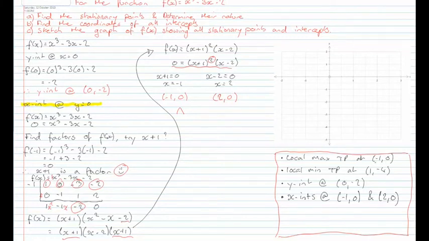So alright, so let's go through and put in all of our points of interest. So let's go through first of all to the intercepts. So you've got y-intercept at 0, -2, which is here, x-intercepts at -1, 0, and 2, 0.